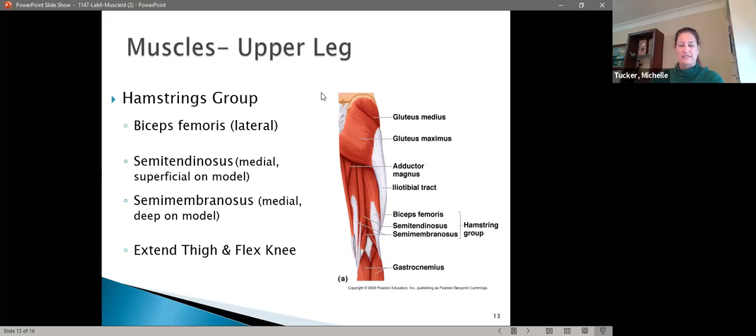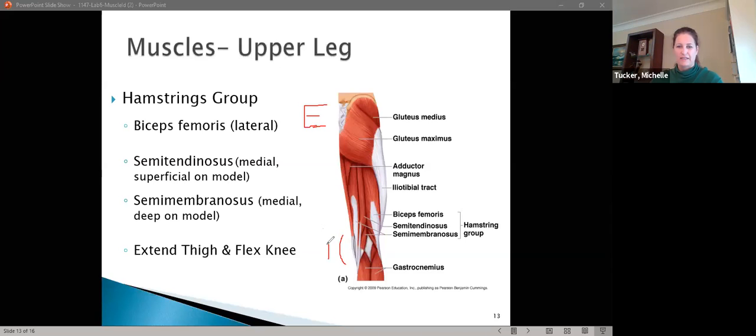Antagonizing or opposing the quadriceps are the hamstrings. And there's three of these. The three hamstrings are going to extend the thigh, so they're going to pull back at that joint and extend, pulling the leg back. So that's an extension here. But then when they contract, you can see that they have a large action here at the knee for flexing.